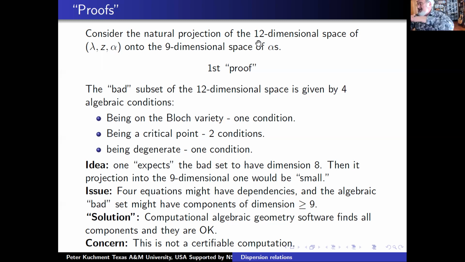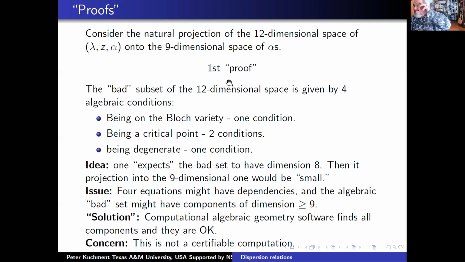So you expect that the set is 8-dimensional. You took away 4 dimensions, and you project onto 9-dimensional space. It should be okay. An 8-dimensional surface cannot cover much of a 9-dimensional space when you project. The problem is that the count of those equations is insufficient. Imagine that some of those are related. Then you have fewer conditions than you expect. And then you might end up with a 9-dimensional set, for instance, that can easily cover the whole 9-dimensional space of lambdas, of alphas.